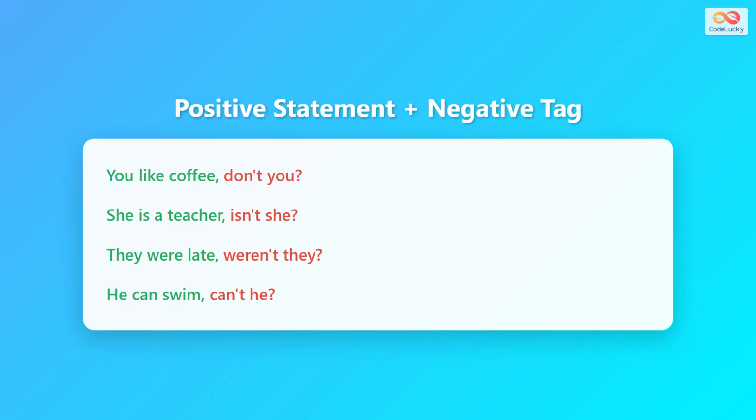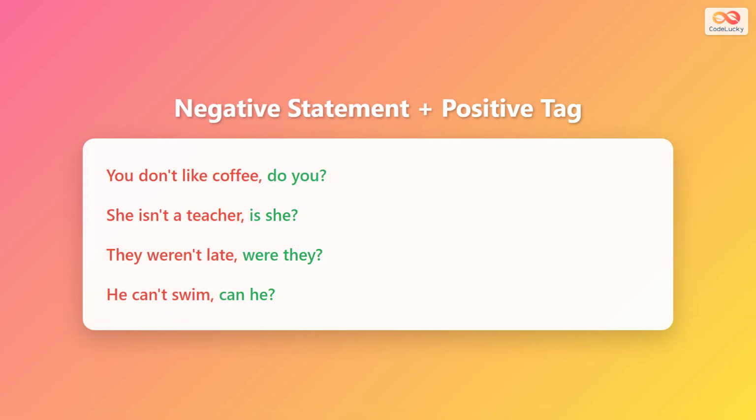When you have a positive statement, add a negative tag question. Look at these examples. You like coffee, do not you? She is a teacher, is not she? They were late, were not they? He can swim, cannot he? Notice how the tag uses the same helping verb but negative.